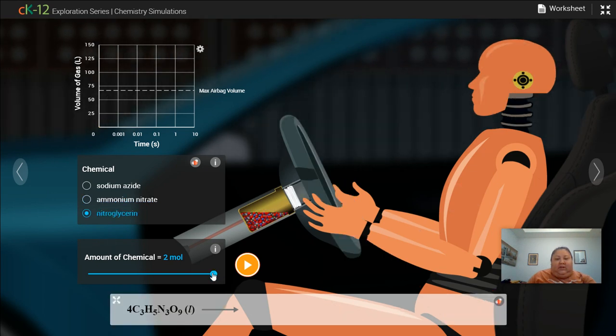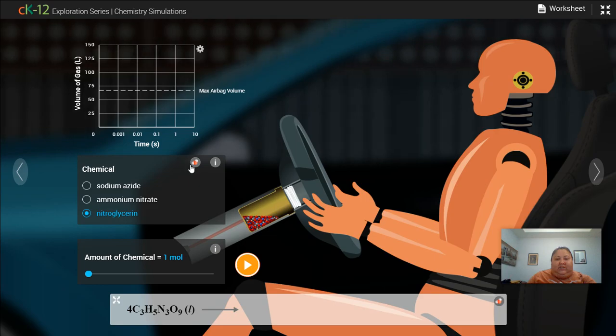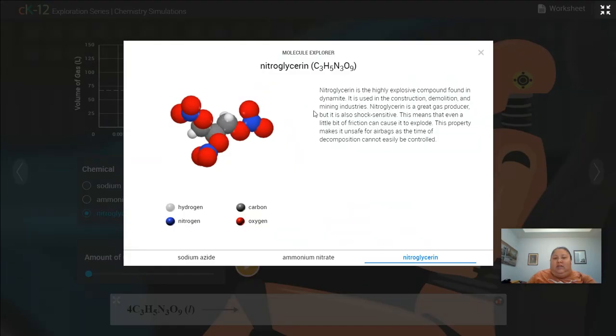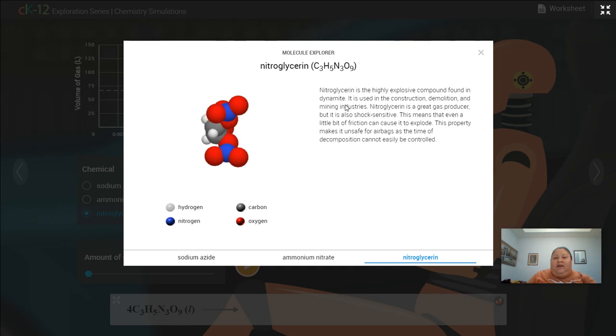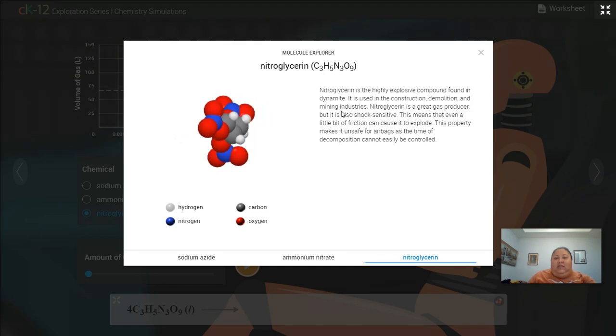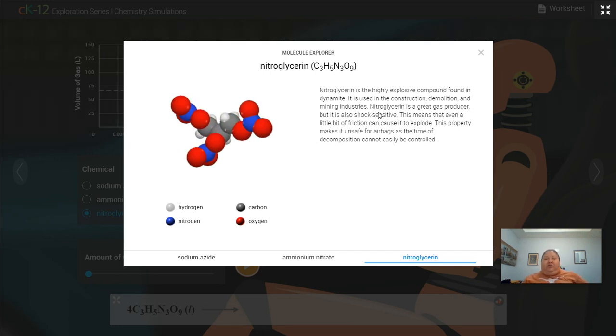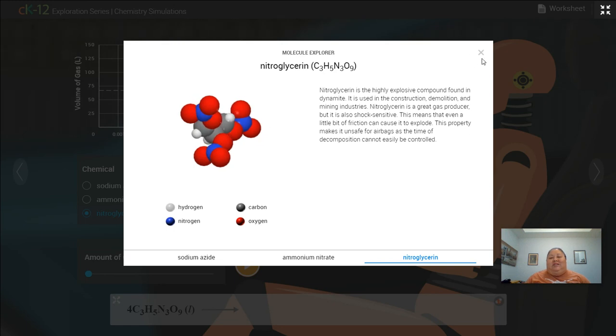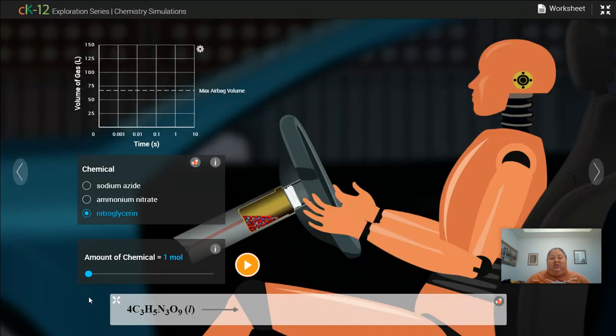All right, let's talk about nitroglycerin. Nitroglycerin, what is it? Nitroglycerin is a highly explosive compound found in dynamite. Uh-oh, this might be too dangerous to use. It is used in construction, demolition, and the mining industry. Nitroglycerin is a great gas producer, but it also is shock sensitive. So I don't know if we really should use this one. Let's see.